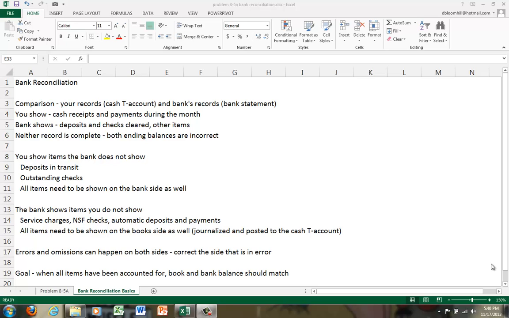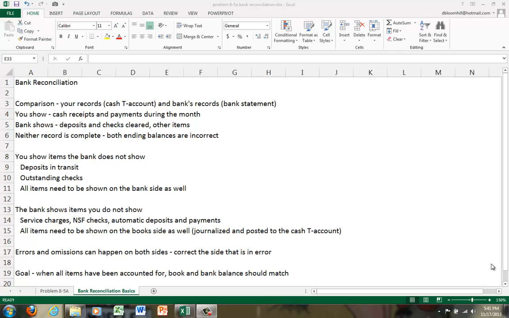Today we're going to learn how to do a bank reconciliation. A bank reconciliation is basically a comparison between your records, which are in your cash T account or your cash ledger, and the bank's records. You know what's in the bank's records because they're going to send you a bank statement every month.